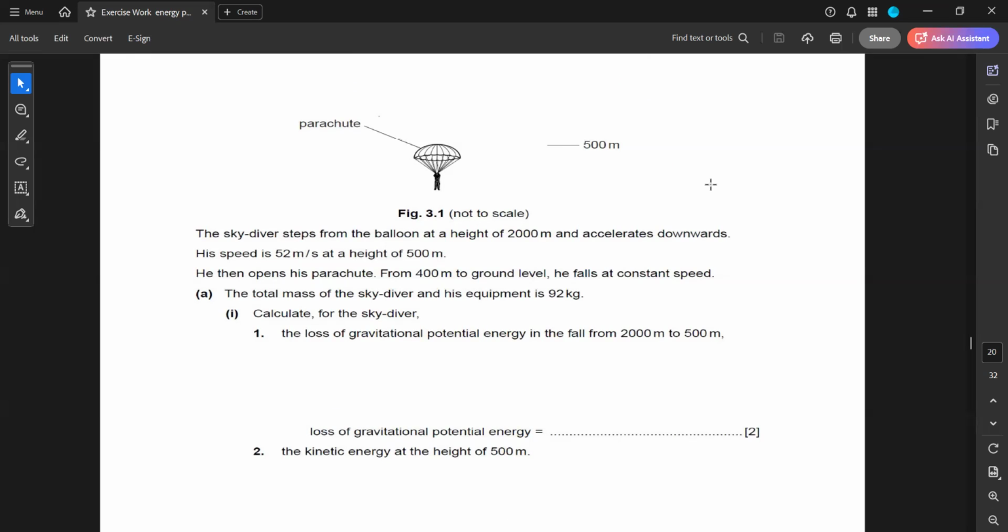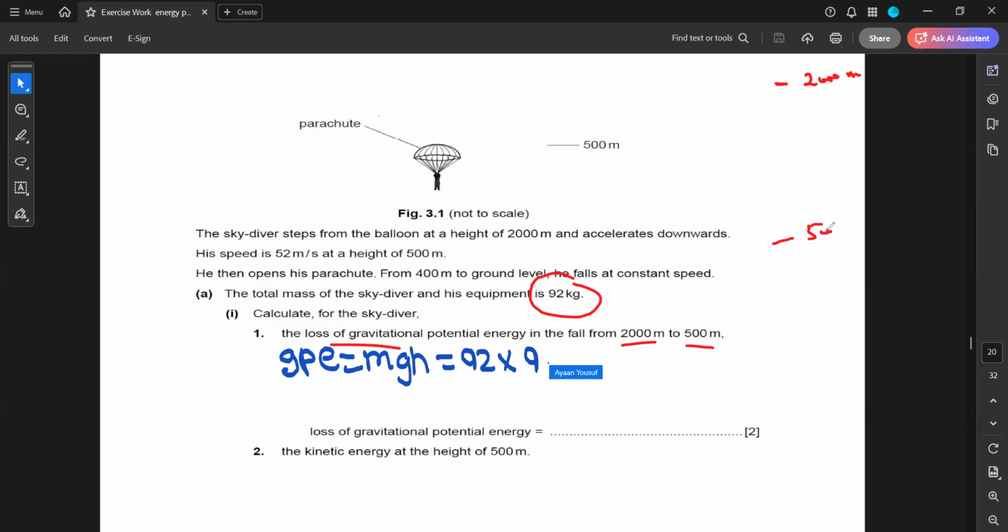From 400 meters to the ground level, he falls at a constant speed. The total mass of the skydiver and the equipment is 92 kilograms. Calculate the loss in gravitational potential energy from 2000 to 500. So from 2000 to 500, how much energy has changed? The skydiver was at an altitude of 2000 meters and he opened the parachute at a height of 500 meters. So how much gravitational potential energy did he lose?